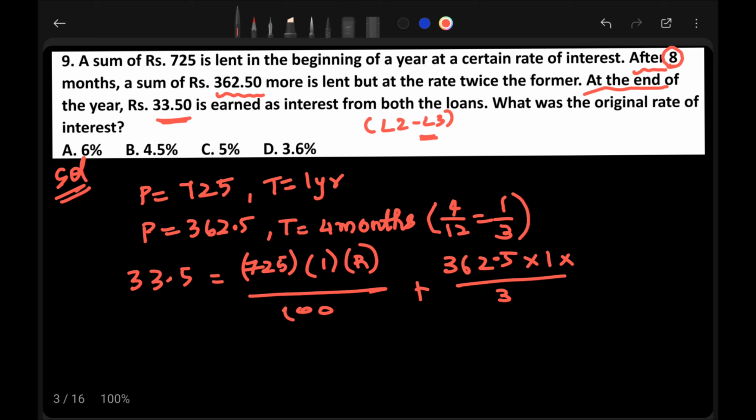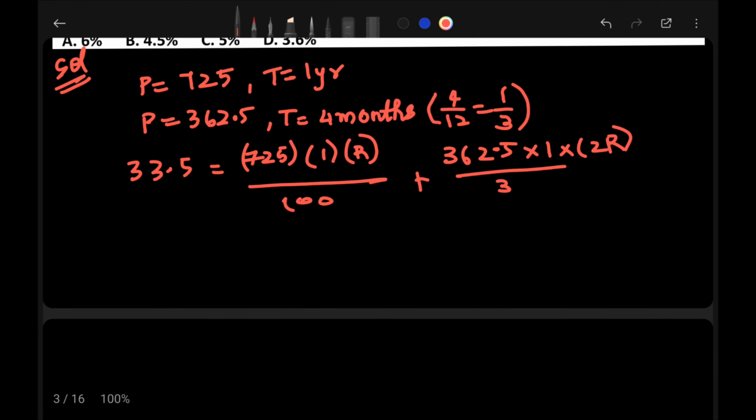He did not give the rate. The sum of 625 more is lent at the rate twice the former. That means 2R. Now, it's math, right? I think it's going to be a bit big math. So now what we shall do is multiply by 100, so transfer this 100 this side.